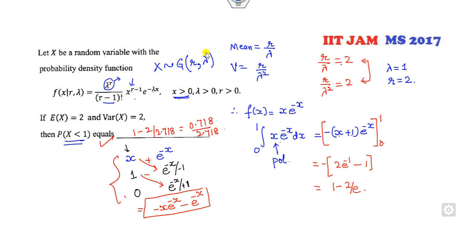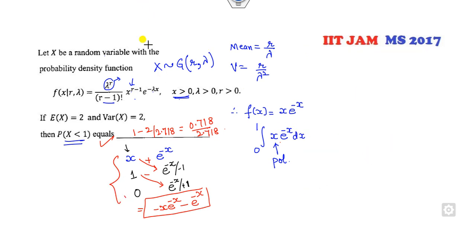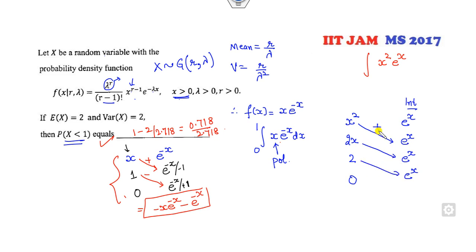Remember, this is a very simple shortcut trick for you. For example, if you want to find x square e raised to power x, how can you do it? You can write x square here, e raised to power x. You can use the derivative of the polynomial until you get 0, and integration of this part, e raised to power x, e raised to power x, e raised to power x. Multiply this, this, this with the sign plus minus plus. So the answer is x square e raised to power x minus 2x e raised to power x plus 2 e raised to power x. That is quite easy for you to solve the problem.